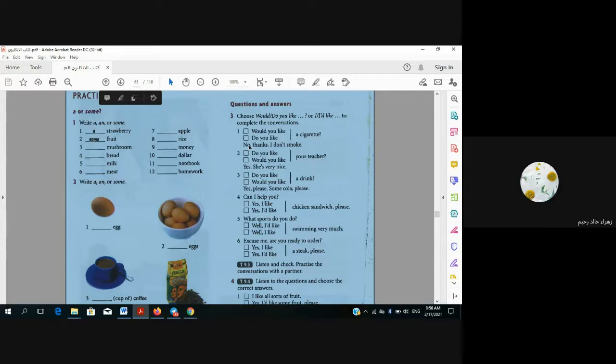Number 4, can I help you? Yes, I like or yes, I'd like. Yes, I'd like. 5, what sports do you do? Well, I'd like swimming very much, or well, I like swimming very much. Well, I like swimming very much. Excuse me, are you ready to order? Yes, I like a steak, please, or yes, I'd like. Yes, I'd like. Yes, very good, bravo.